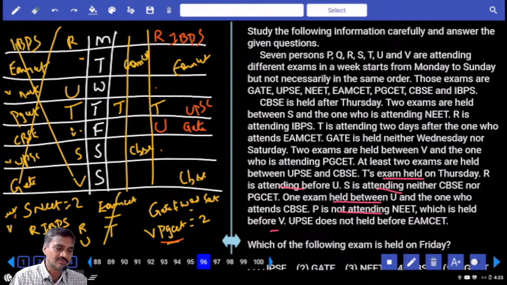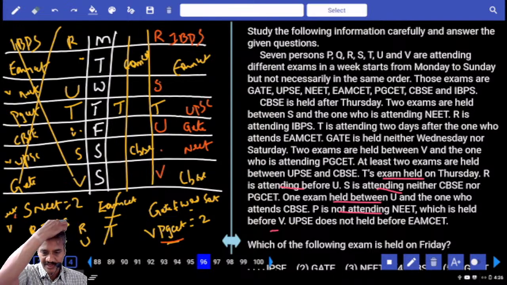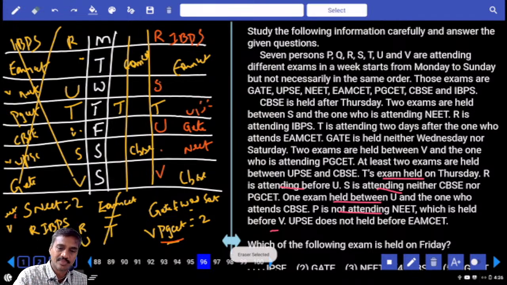Then what are the different possibilities we have? We can have S at this place. Now, if S is here, there are 2 examinations between S and NEET, so NEET must be here. If NEET is here, and NEET is before V, V is here. Now, between V and PG set, how many are there? There must be exactly 1, so PG set is here.